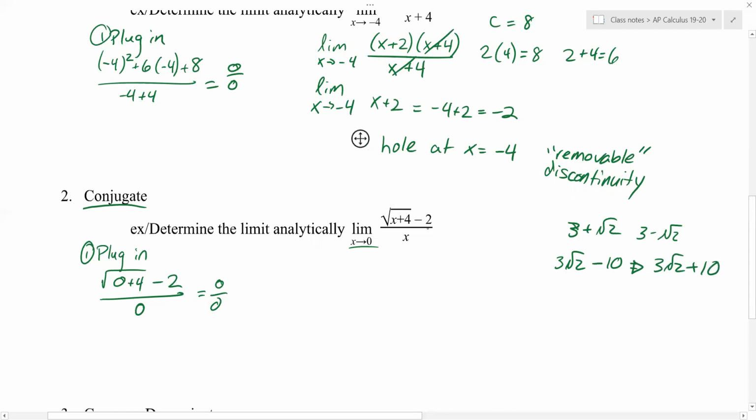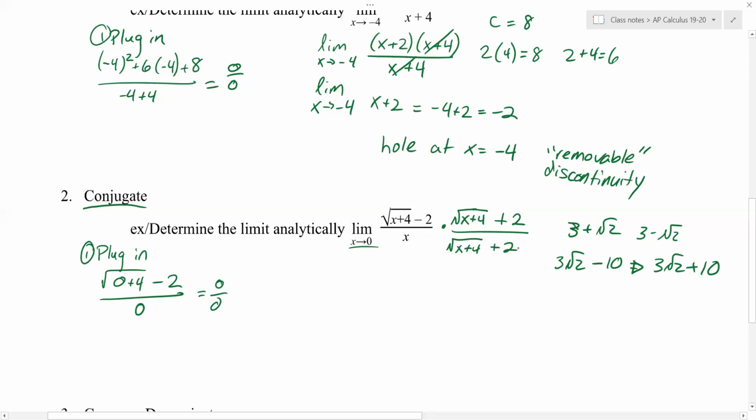What is this conjugate that we're going to use with our numerator? Well, it will be square root of x plus 4, that's in our square root. Then we change that middle sign, plus 2. And now we can't just multiply by something. We have to keep it equal. So we'll multiply by the same thing on the top and the bottom.